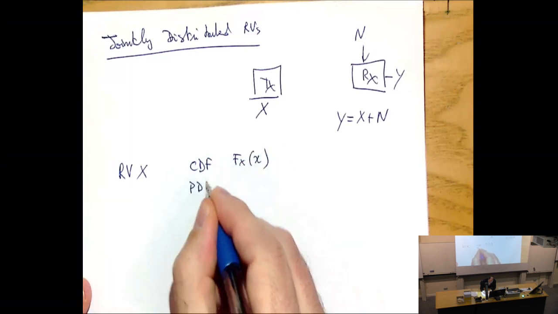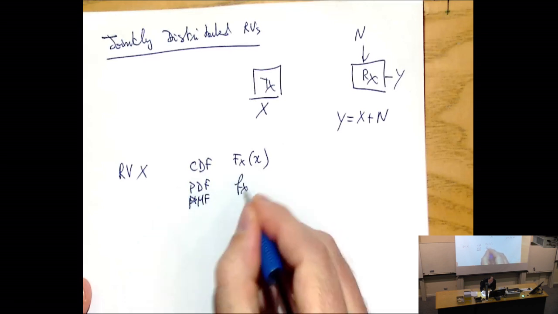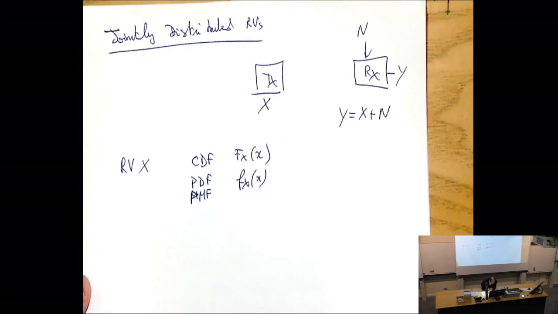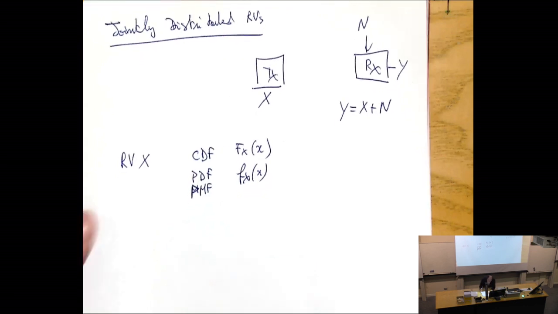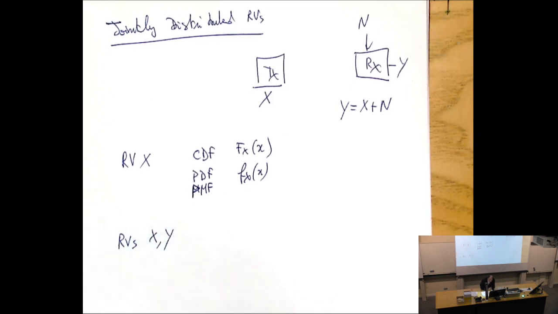And we looked at the PDF and the PMF, right? If it's discrete or if it's continuous. Now we have multiple random variables, so I may have two of them. Let's say I have random variables X and Y. I have two of them.